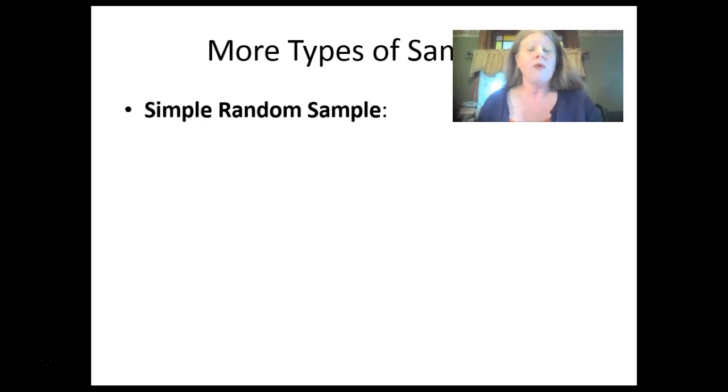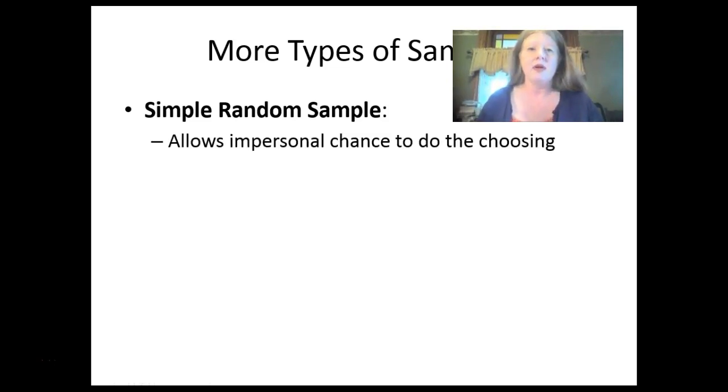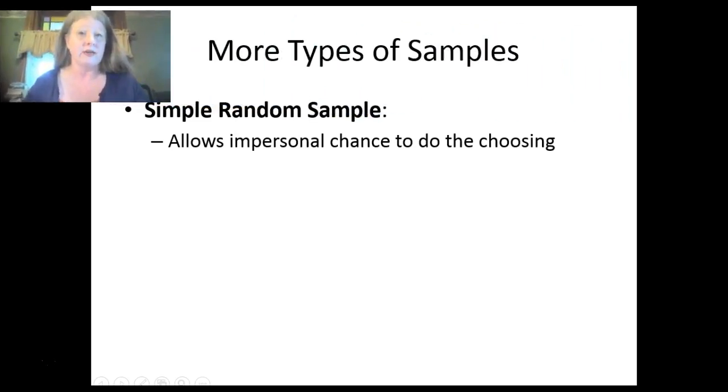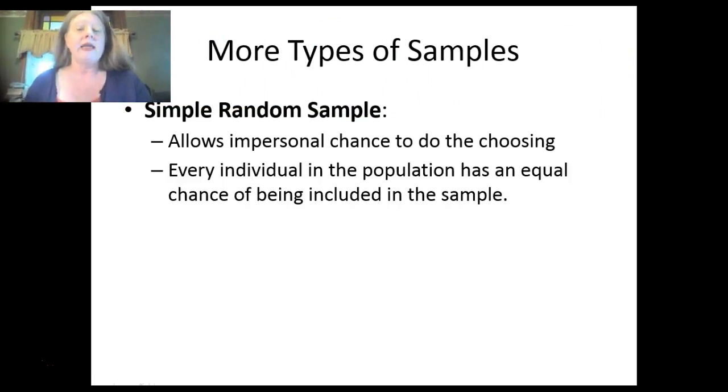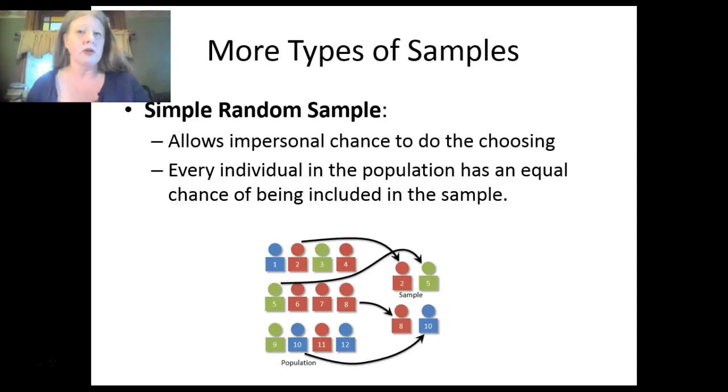Okay, so what type of sample do we want? Ideally, we want a simple random sample, and we want you to have an understanding of what it means when we say we have a simple random sample. A simple random sample is where we're allowing impersonal chance to do the choosing, and I'll give some examples of that in a moment. But in a simple random sample, every individual in the population has an equal chance of being included in the sample. And so this is what that would look like.